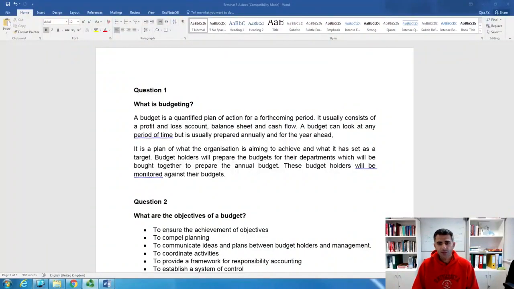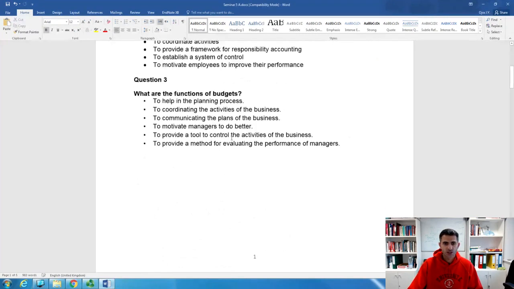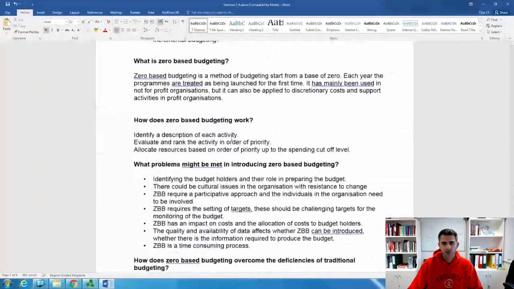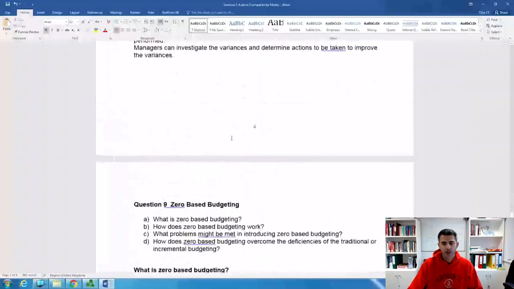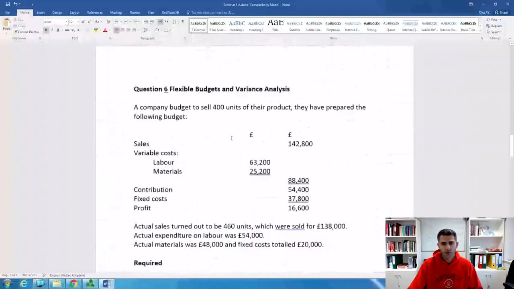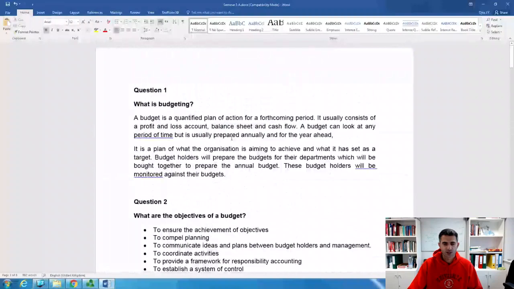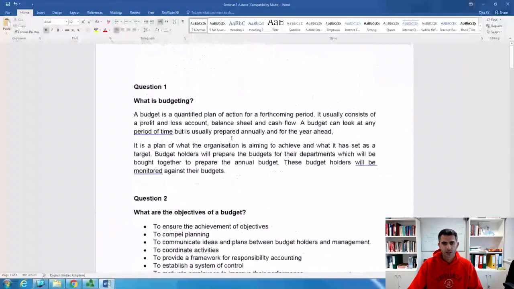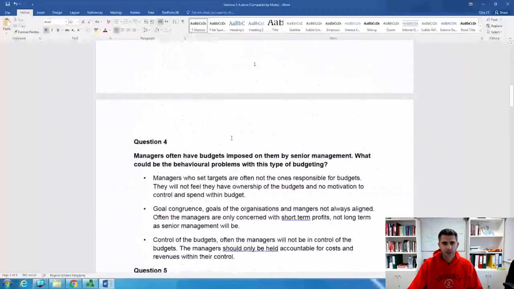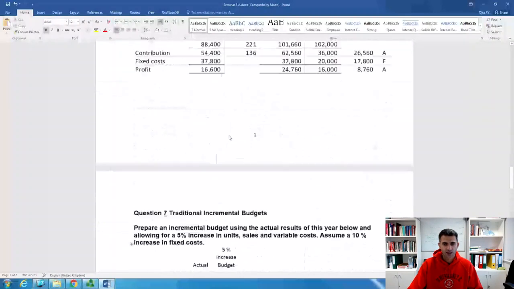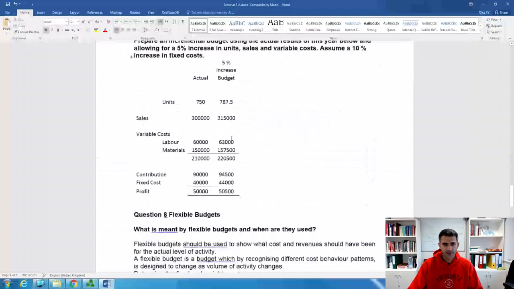Right, so now let's come to the budgeting seminar. We have a few questions in the seminar, and most of them are theory questions. We will go through the theory quickly so you can research and do the answer on your own. We have two numerical questions, which are question number 6 and question number 7. We'll look at them in a bit.